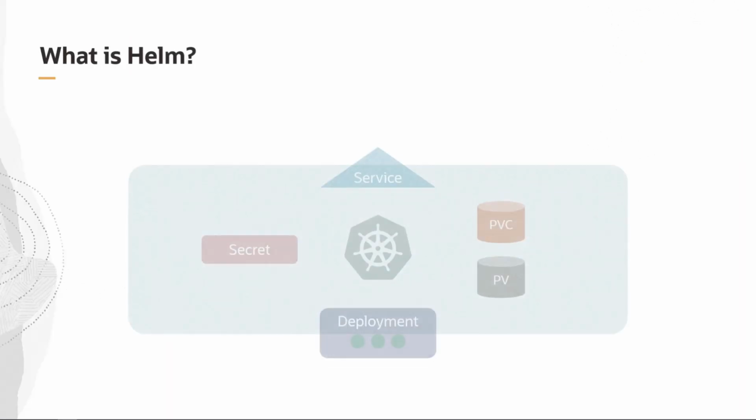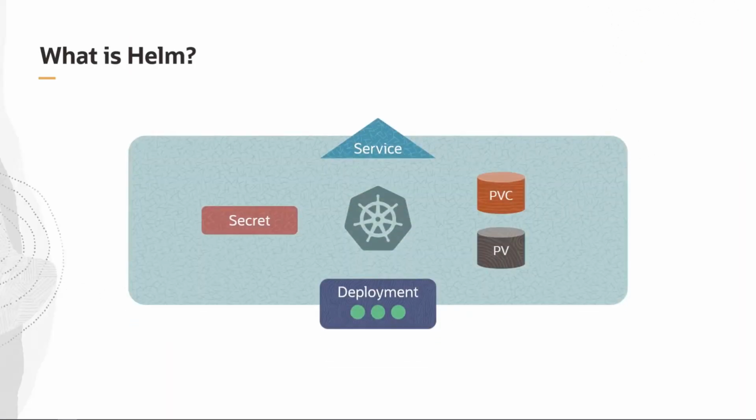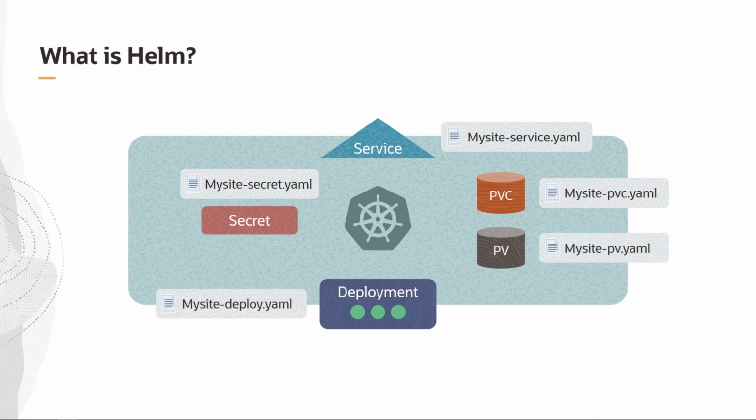So what basically is Helm? A typical application deployed to Kubernetes will have objects such as deployments, services, secrets, persistent volumes, persistent volume claims, ingress, and so on. And with its declarative nature, you define everything through YAML files.